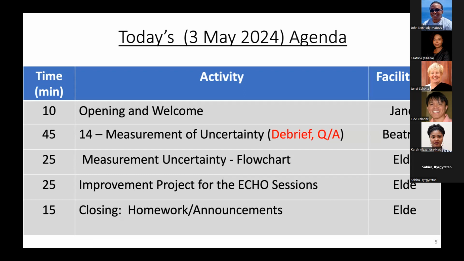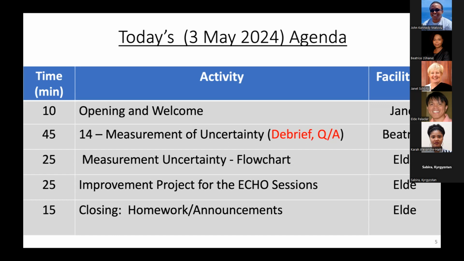Then after that, we're going to move on to the next 15 minutes with LD, where we're going to look at measurement of uncertainty and specifically the flow charts that you were introduced to. And then LD is also going to take you through the improvement projects for the echo session. So that's going to be within the last 25 minutes. And then the last 15 minutes, we're going to have our homework and any announcements as well.